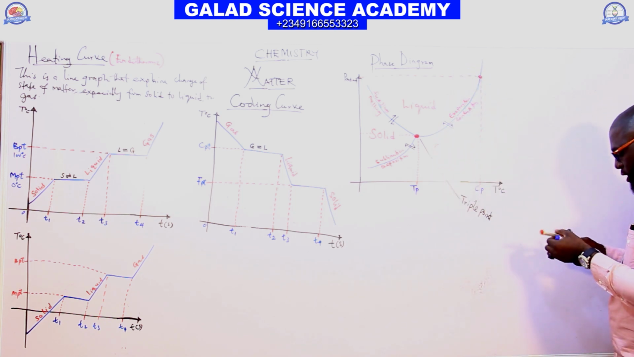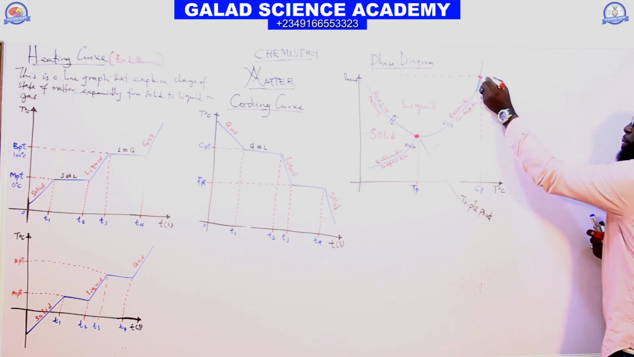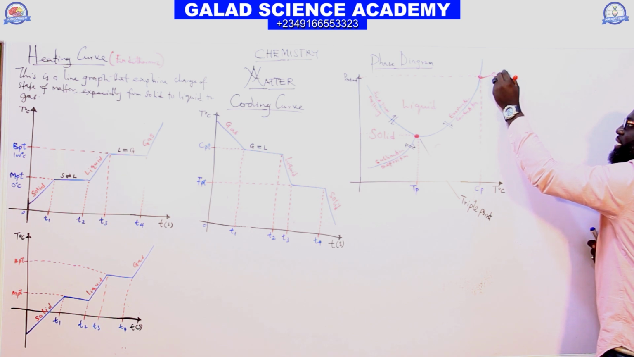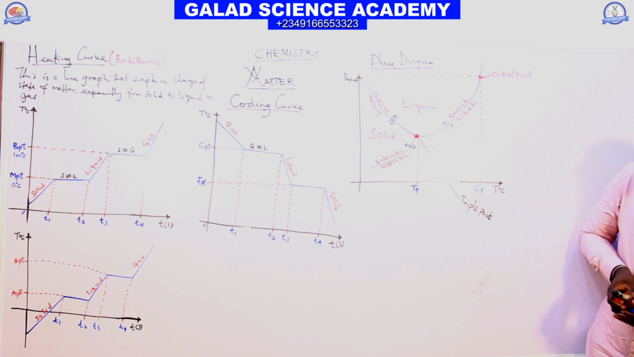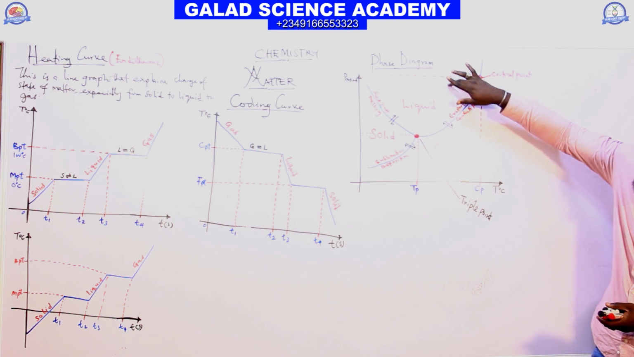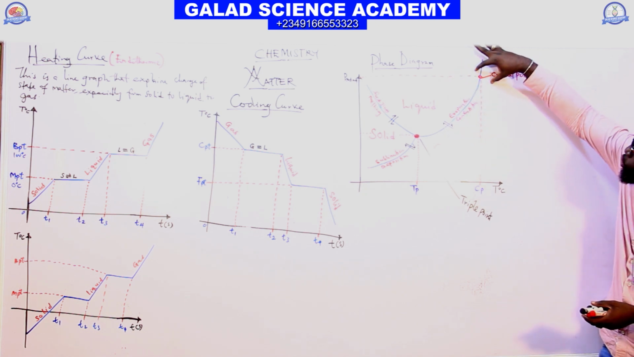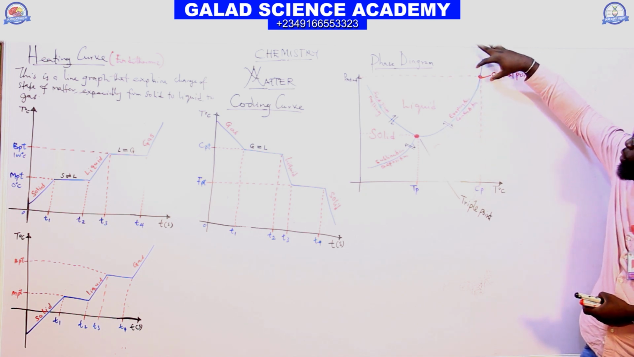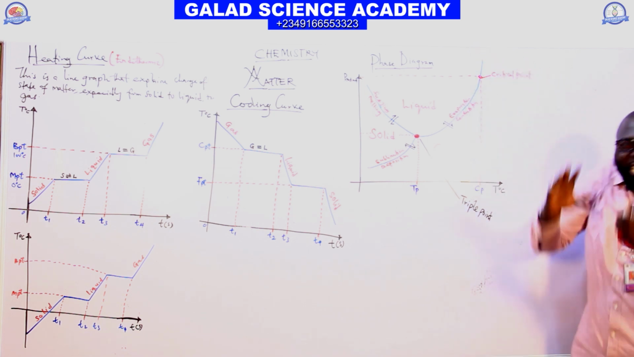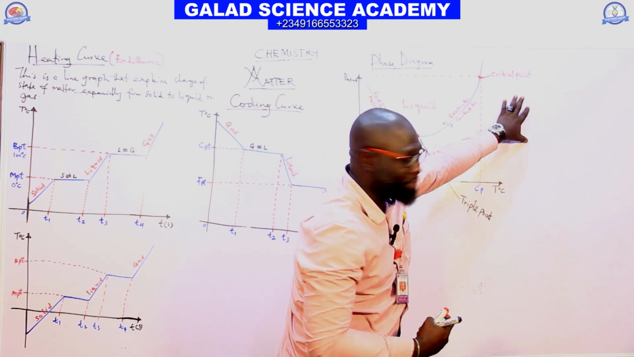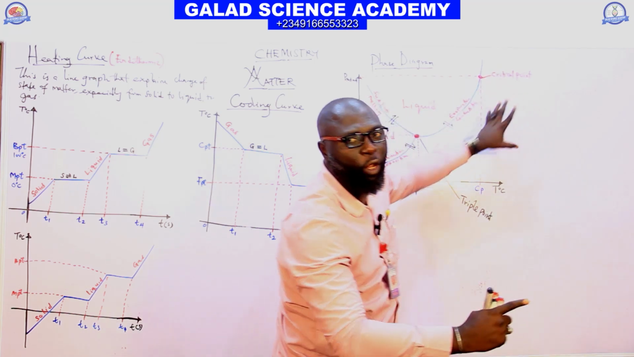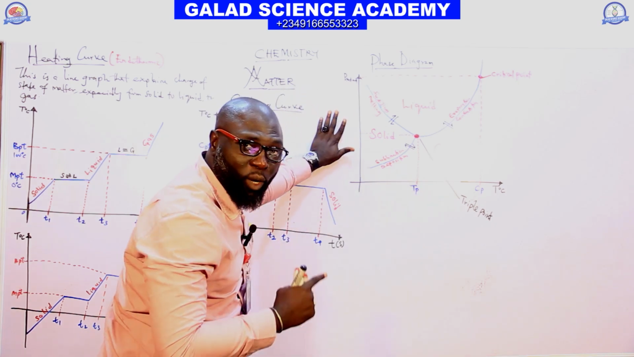This particular point here is what we call the critical point. What is the critical point? You can see that this critical point exists between the liquid and gaseous state. So the critical point is a point where liquid and gas cannot be distinguished, and they will form a supercritical fluid.